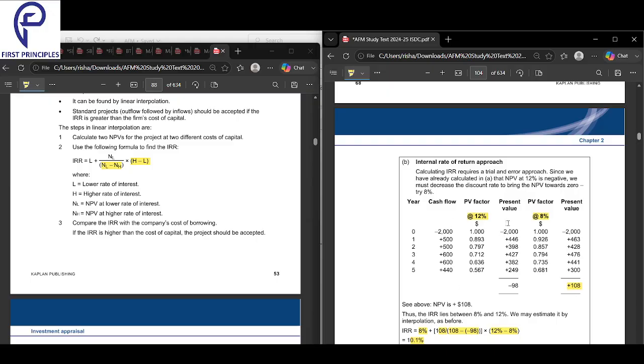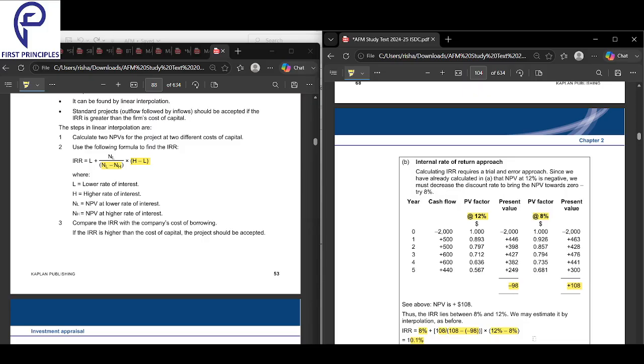Only your discount factor has changed, hence the present value has changed.